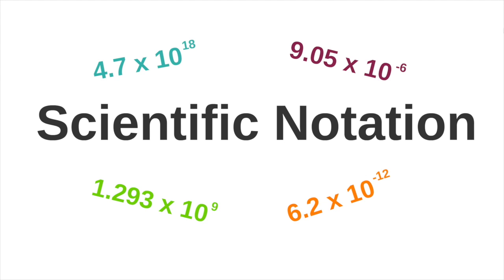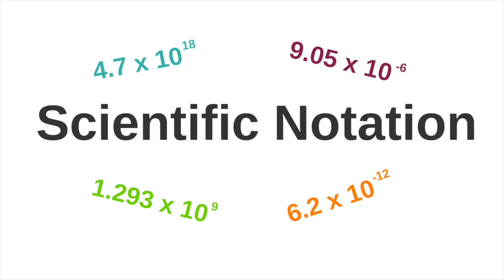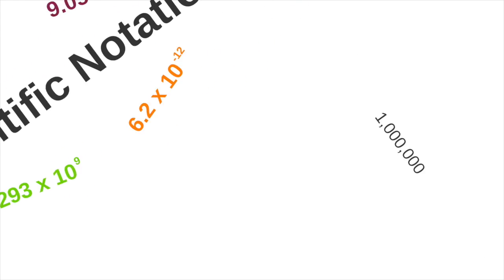As we delve more into scientific discoveries of the super small, like the microscopic atom, and the very large, like high-frequency electromagnetic radiation, we'll find that recording measurements becomes increasingly cumbersome. To get around the problem of recording very large and very small numbers, a system using exponents has been invented. For example, instead of writing a million as 1,000,000, we can write it as 10 to the sixth.